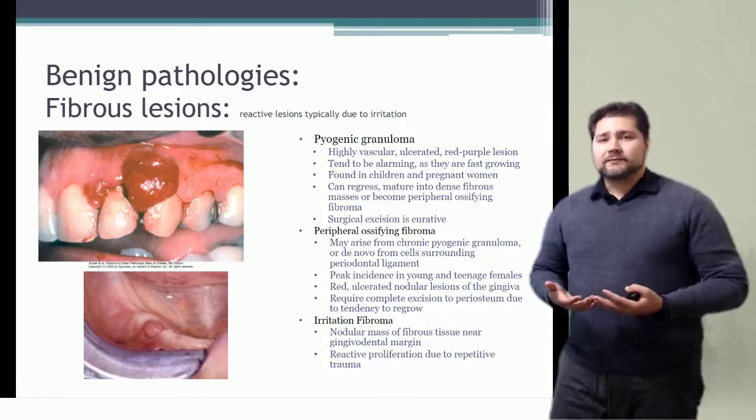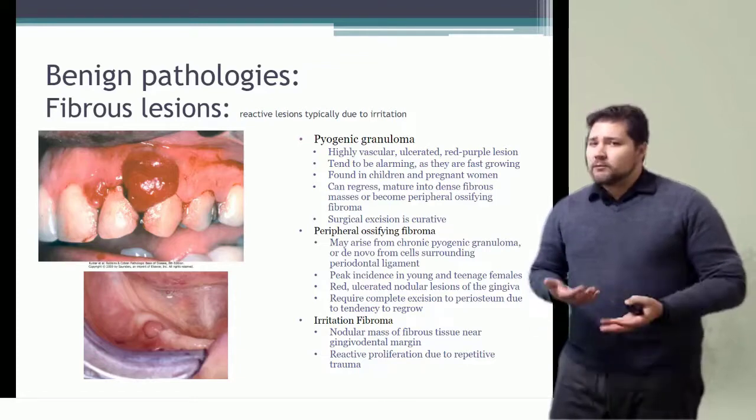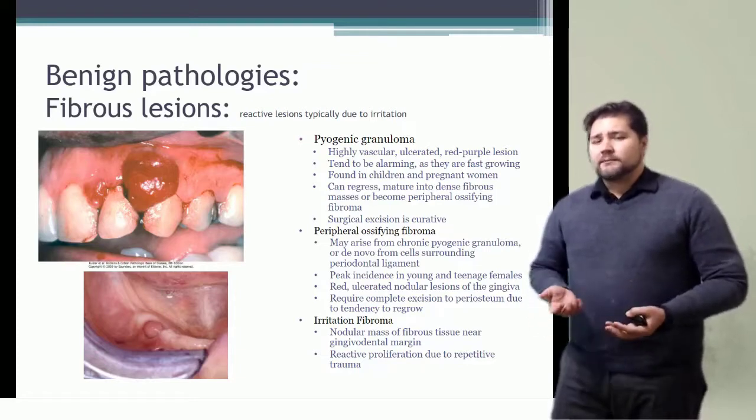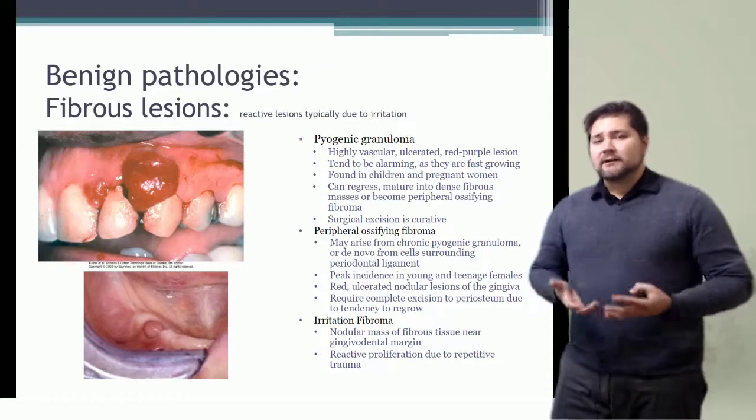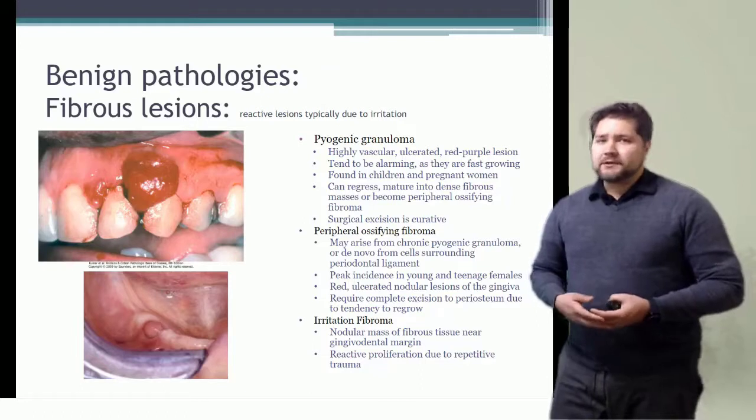Their appearance, they kind of look like an erythroplakic lesion, so that can be worrisome. They have this red to purplish color, usually are ulcerated, and they have a higher amount of vascularization that leads to their color. But most of the time, a non-issue.